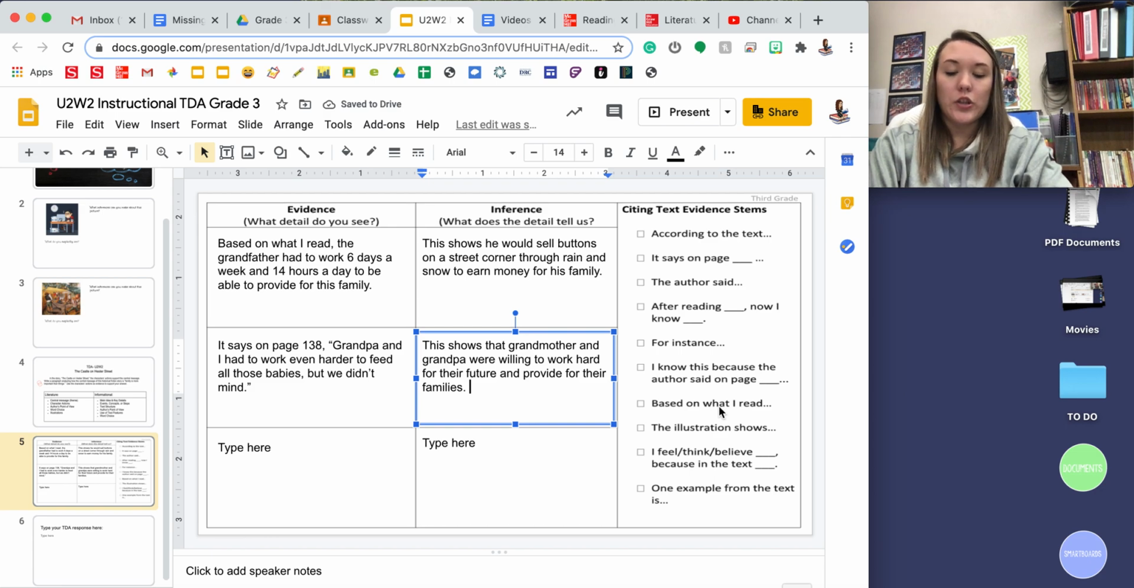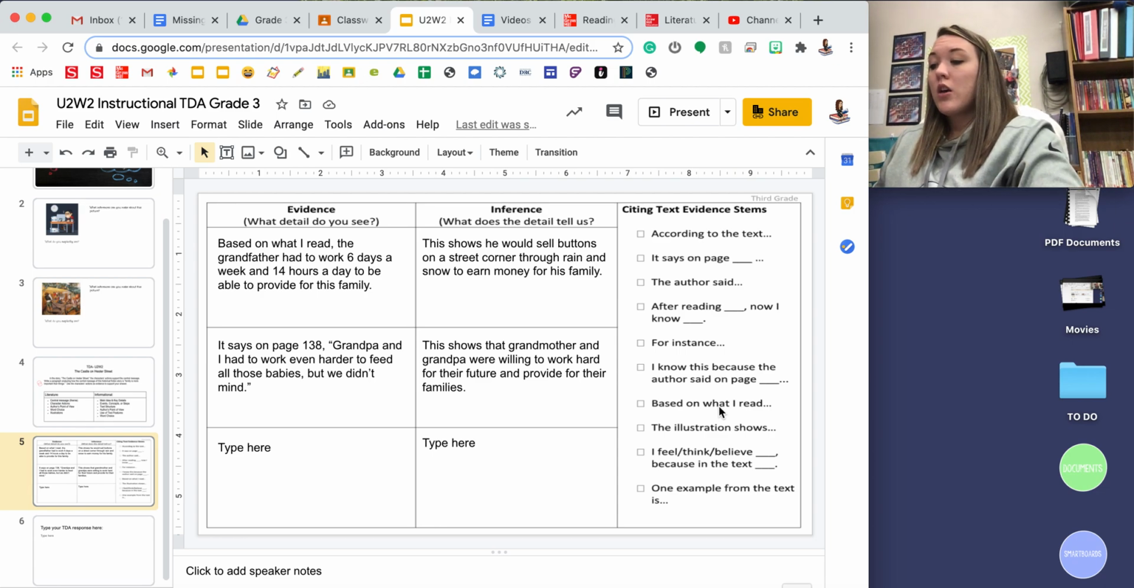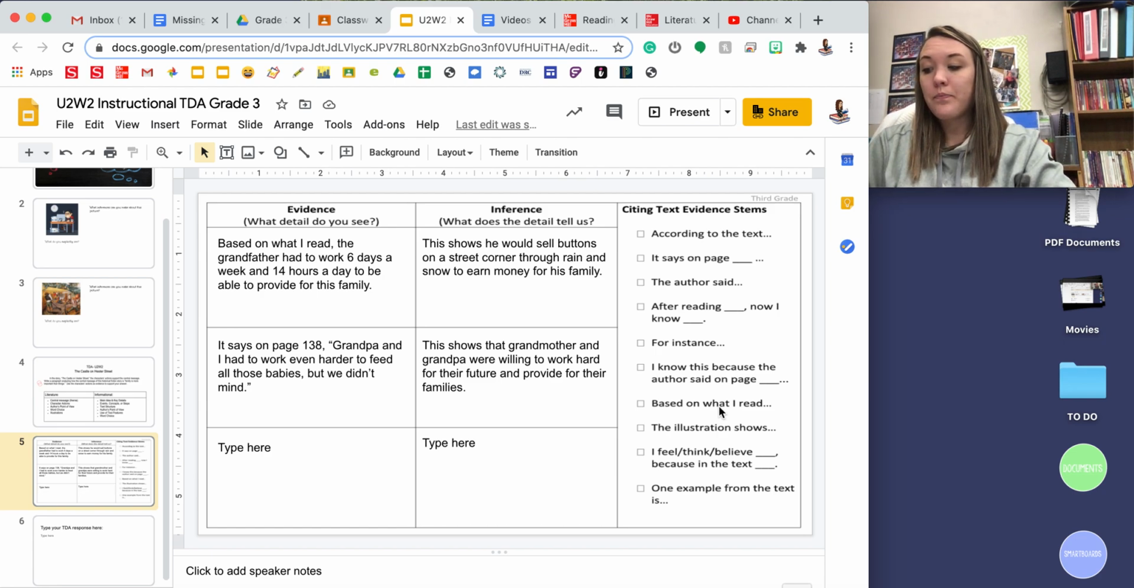Like I had mentioned yesterday, we are just going to do 2 pieces of evidence for this TDA response. So we are now done with the chart. I would like to start writing our paragraph today. So we are going to start with our introduction sentence, a 1-sentence summary, and then our first evidence and inference. We'll stop there today and finish up the TDA paragraph tomorrow.